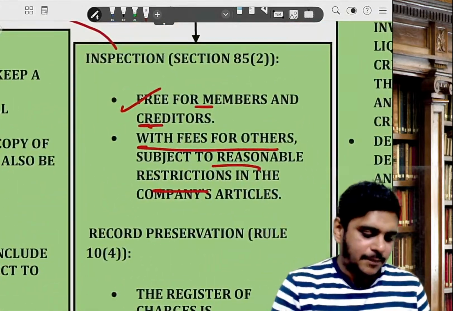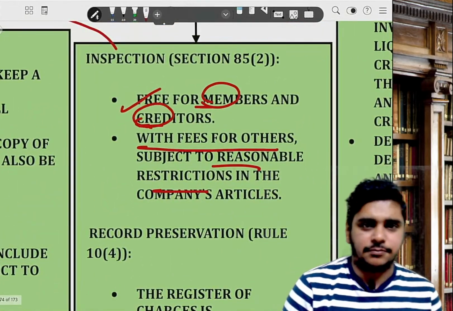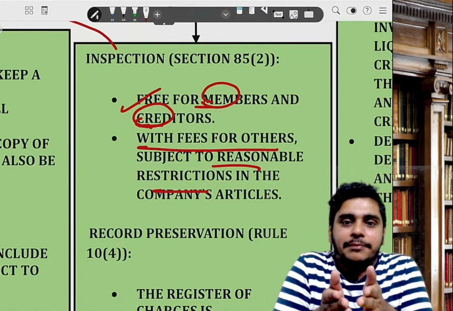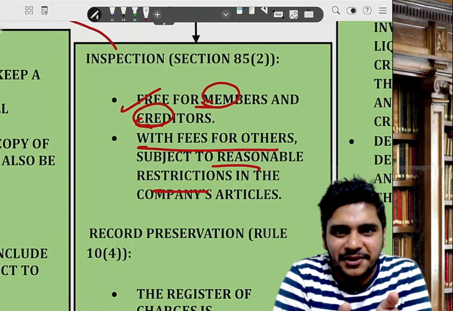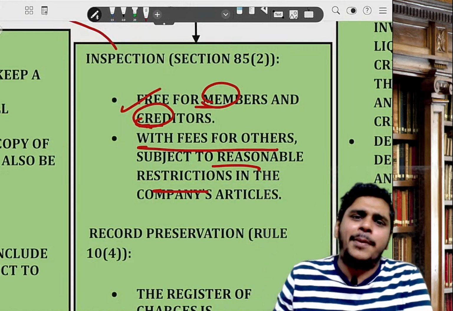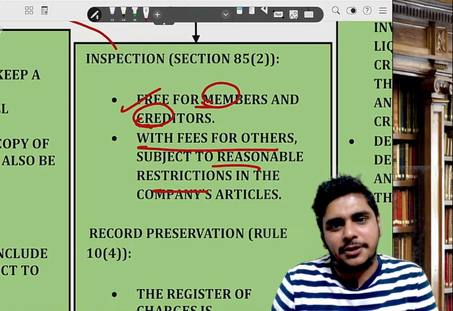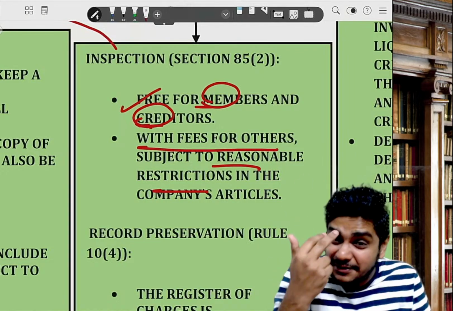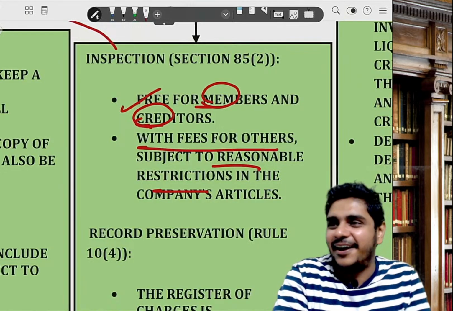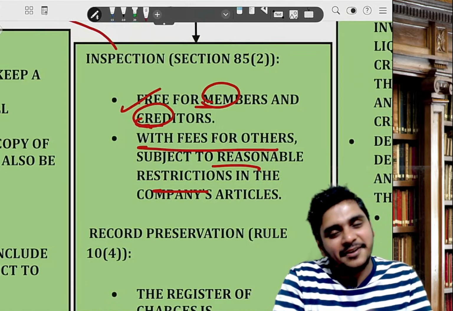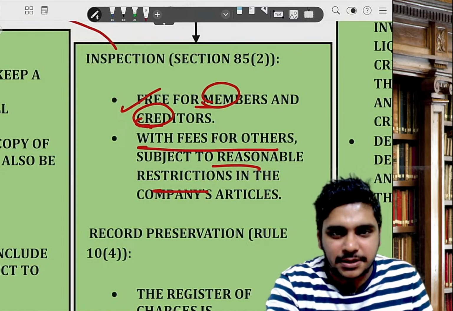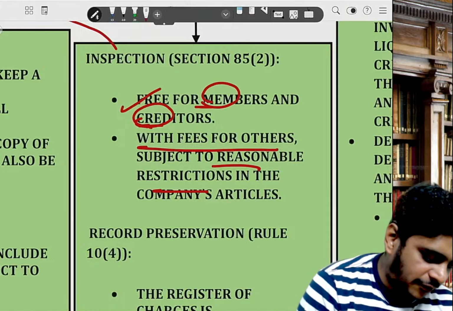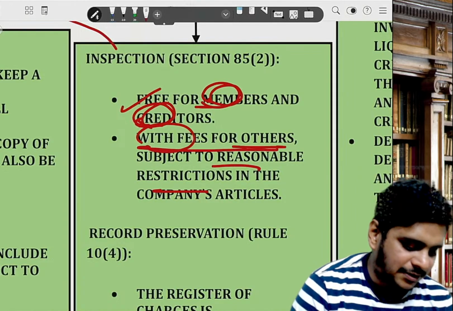Who are the two people? Members and creditors. That's logical, no? Member, it is your company, you can inspect. Creditor, you have given the money, so it is your right. But if my friend wants to inspect the register, you have to pay the fees, such fees as may be prescribed, or other subject to reasonable restriction in the company's articles. So it is free for members or creditors, but with fees for others.